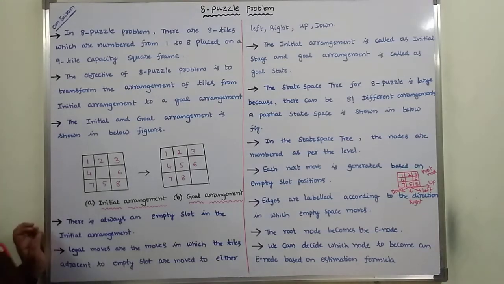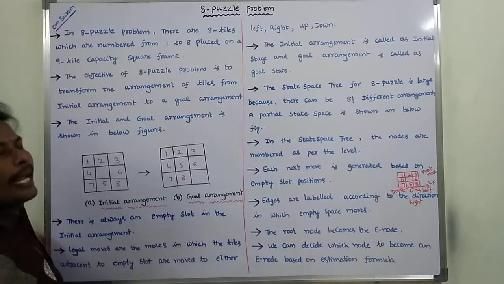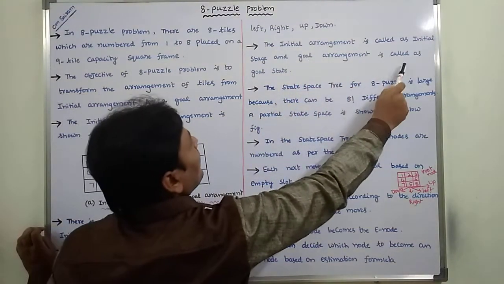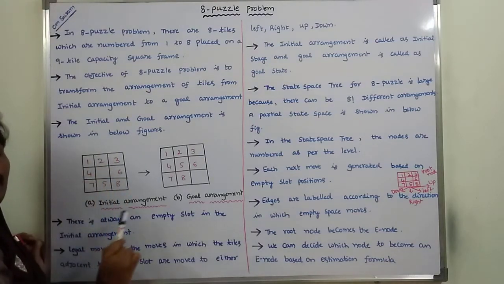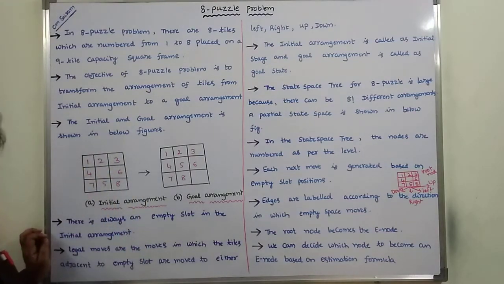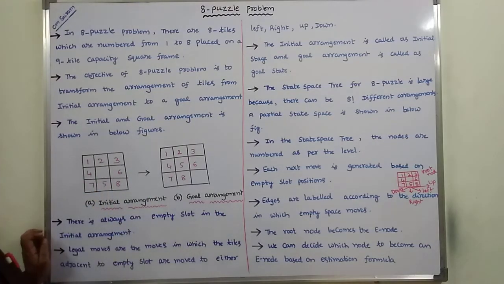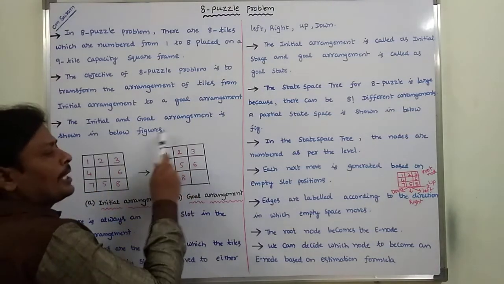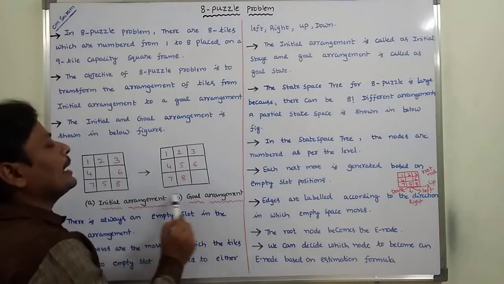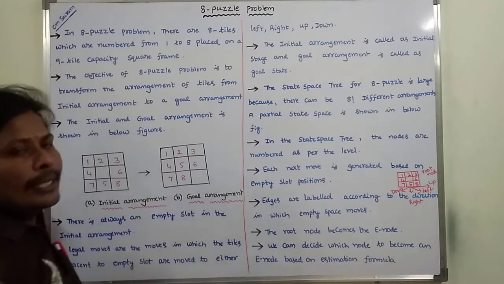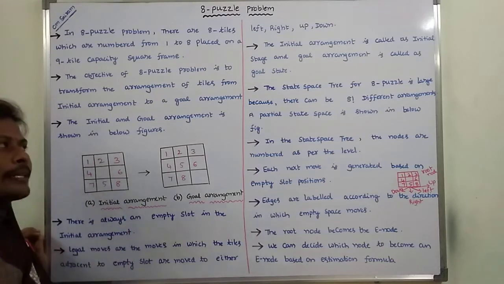Next one. The initial arrangement is called the initial state and the goal arrangement is called the goal state. Whatever initial arrangement we take can be called the initial state. Whatever arrangement we obtain at the last can be called the goal state. So this is the goal state and this is the initial state.